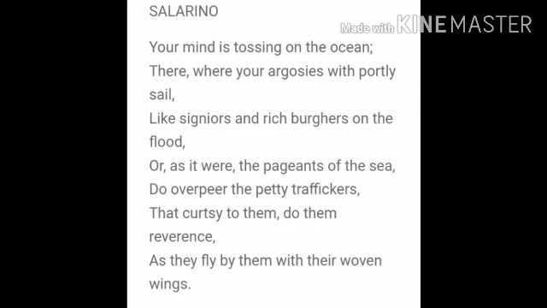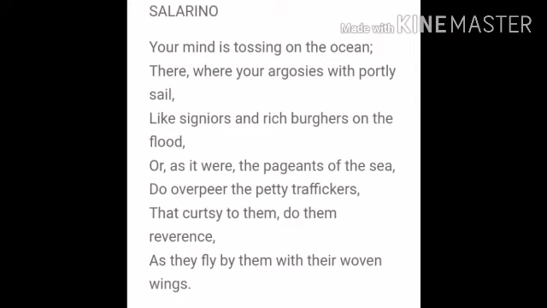So Salarino is telling Antonio, maybe you are sad by thinking about the rich items which you have sent through the ships, or the rich items which are now in the sea. So now, line-wise explanation. Your mind is tossing on the ocean, meaning your mind is at the sea. Your thoughts are at the sea. There where your argosies with portly sail, where your ships are with all the rich items. Argosies means big ships. Your mind is at the sea, where your ships are with portly sail. Portly sail means rich items.